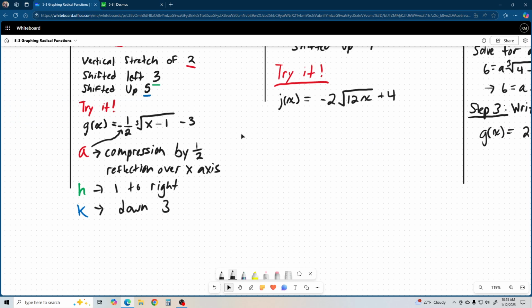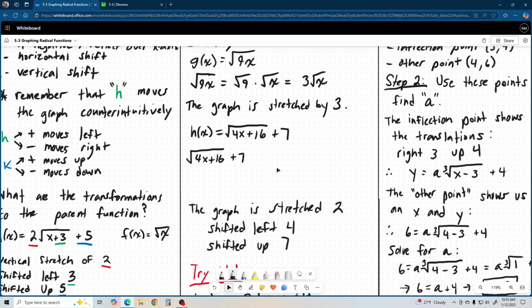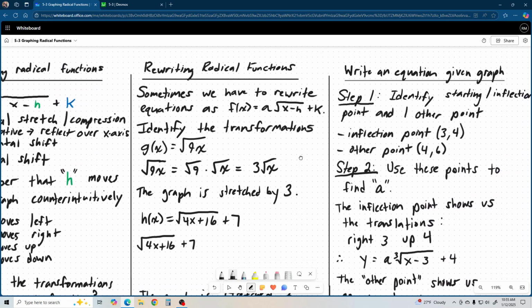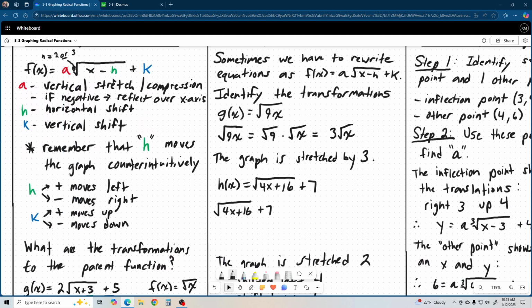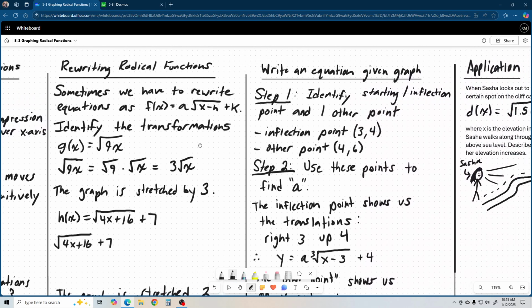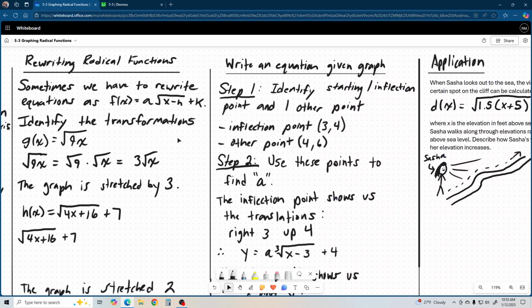So that's a transformation. Now, that was really nice and smooth, right? Because it started off in this form that we know. But what happens if it doesn't? Well, what do you think we've got to do? We've got to put it into that form, right? So, rewriting radical functions: sometimes we have to rewrite the equations so that they fit the form that we know, right? f of x equals a times the square root or cube root of x minus h plus k. So let's identify transformations, and let's start off with a relatively easy one. So let's say we have g of x equals 9x, all right?